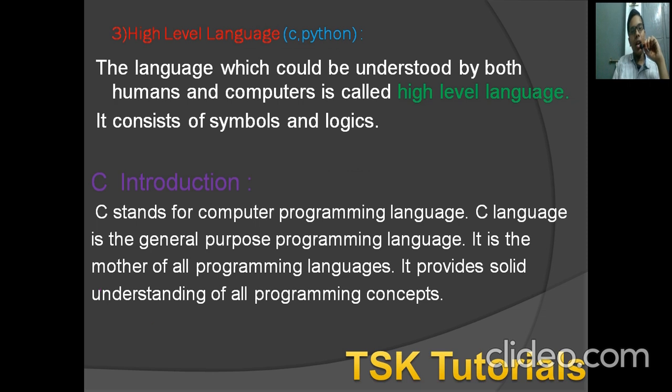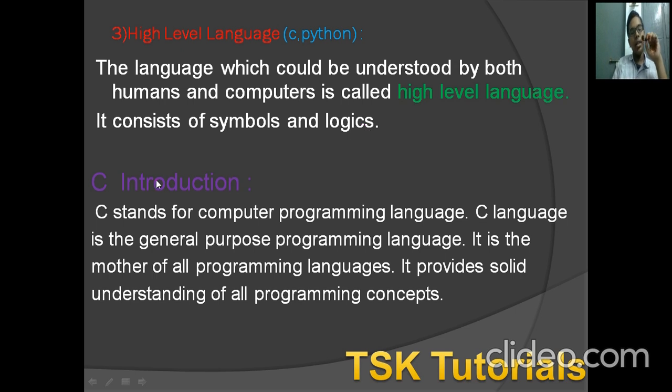In the high level language, examples are C, Python, Java, and others. This language, which could be understood by both humans and computers very well, is called the high level language. It consists of symbols and logics. In the high level language, we can use all the characters, letters, words, and symbols, and there are some logics. Let's discuss the logics at the end of this session.